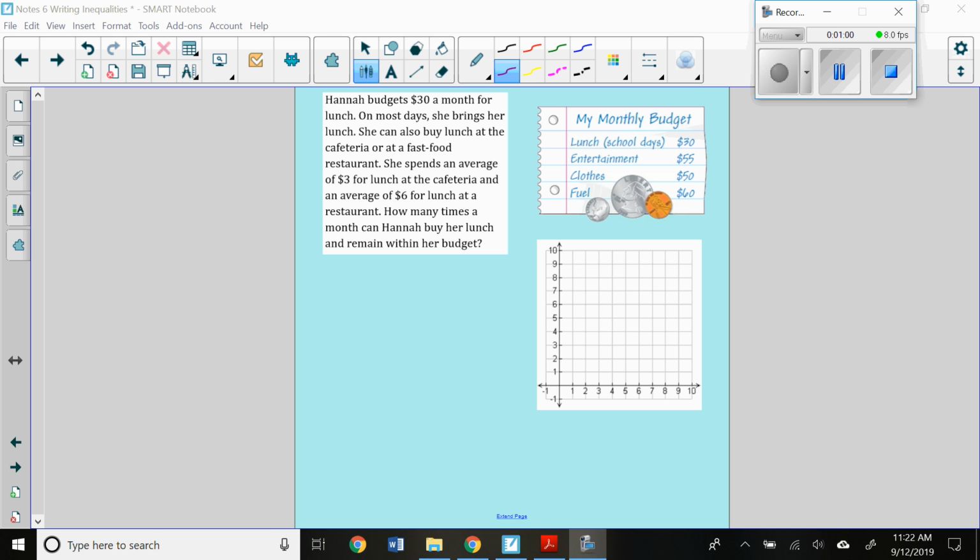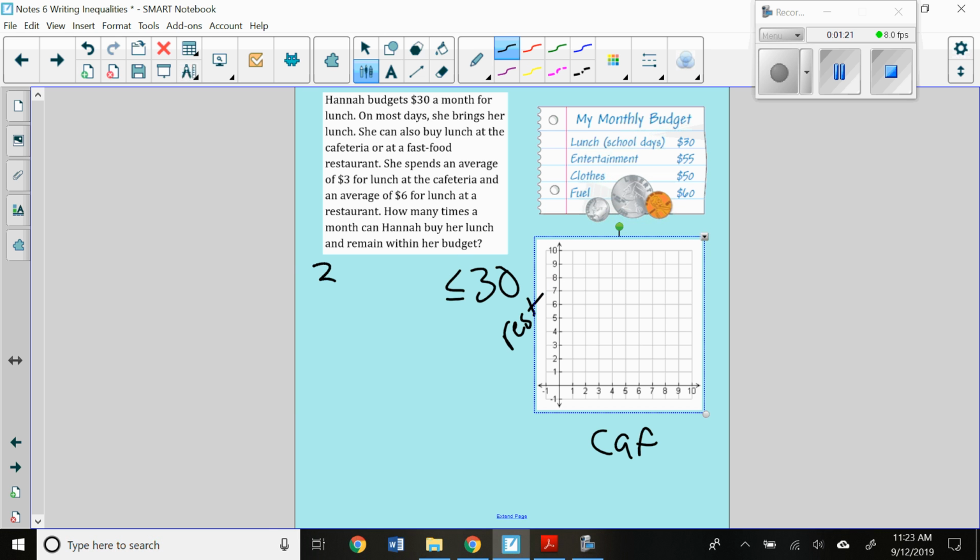So she has $30 total to be able to spend. She cannot spend more than that. She can spend equal to 30 or less than 30. So I'm going to use my x as my cafeteria lunch, and y is out at the restaurant. So she spends $3 per cafeteria lunch plus $6 per restaurant lunch.